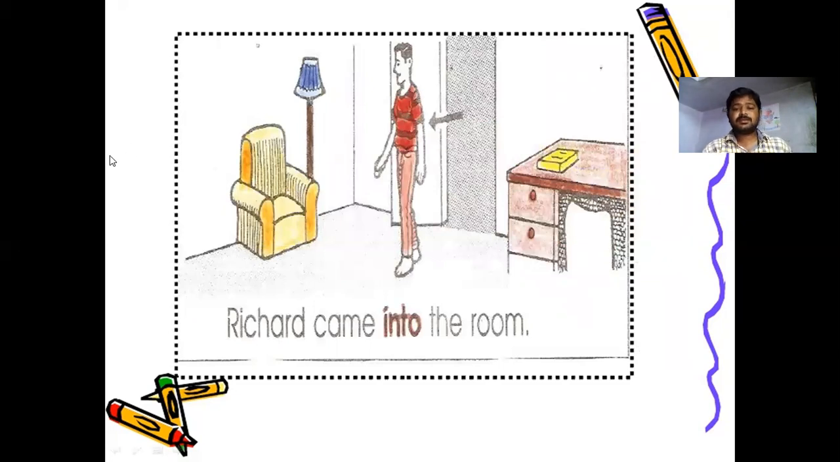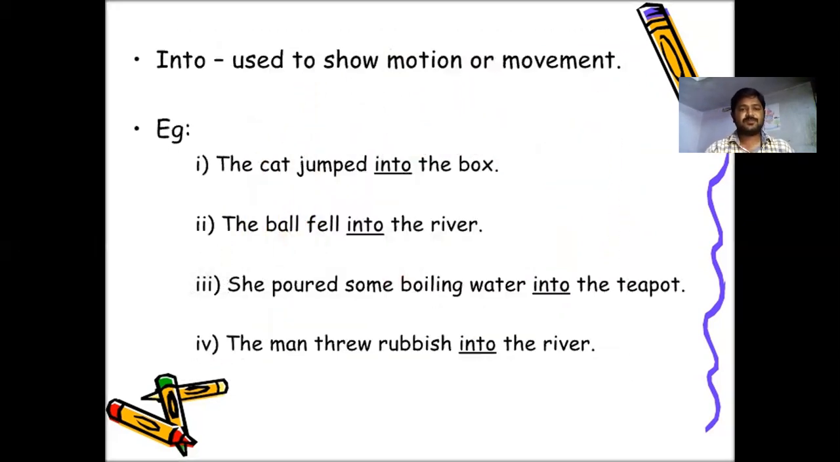Richard came into the room. Into is the preposition here, and into is used to show motion or movement. The cat jumped into the box. Into is used to show the motion or movement.